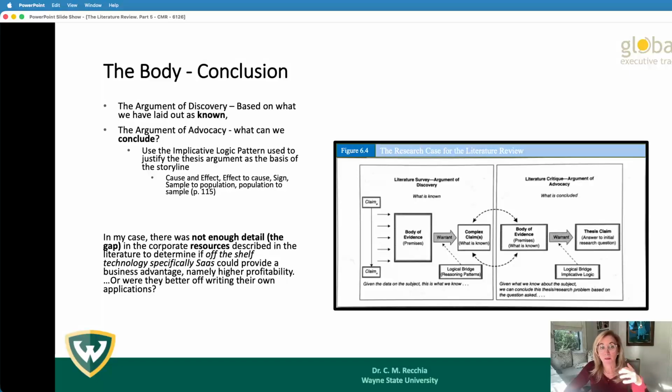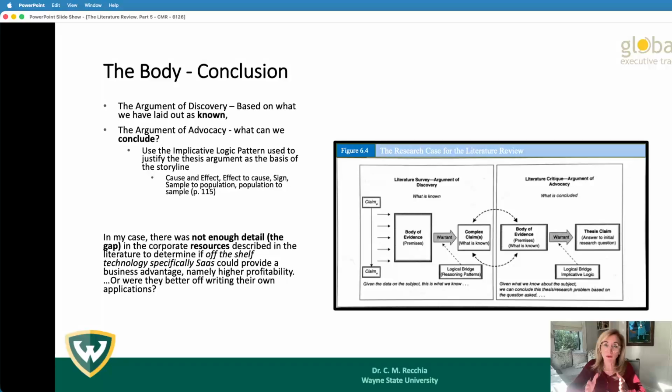In my case, my conclusion was there was not enough detail, this was the gap, in the corporate resources described in the literature to determine if off-the-shelf technology, and specifically software as a service, where I'm not even sure if software as a service was mentioned, but one of the things I talk about in the background was that cloud and software as a service were used interchangeably. They would use the word cloud, but they would talk about an application that was actually software as a service. So in the literature, they were used interchangeably. And so again, that was another kind of like, we're not really sure because they don't say it specifically, but they're alluding to it based on the way that they're talking about it.